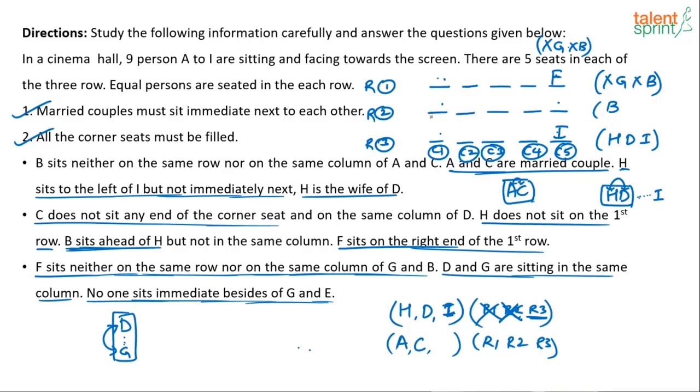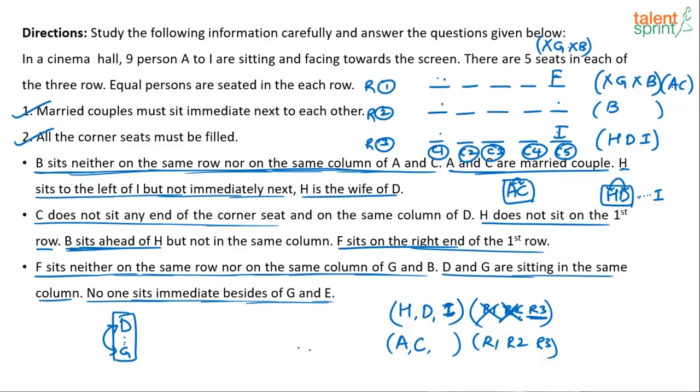The fact that B comes in row number 2 tells us that A and C will be coming in row number 1. Because if you see, it says B neither sits on the same row nor in the same column of A and C. So wherever B sits, in that row A and C cannot come. And in that column also A and C cannot come. So if you observe, in row 2, A and C cannot come. Row 3 is already blocked. So A and C have to come in row number 1.